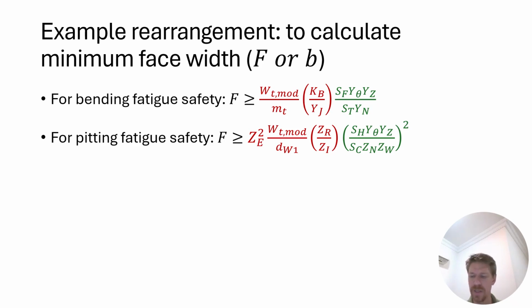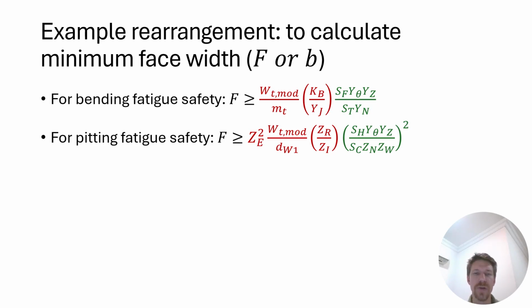And finally, here is how you can rearrange the equations. For example, if you want to solve for the minimum face width, you take the load, the modified load, the module, and the different variables involved in bending fatigue, and in there is going to be the safety factor as well. And you can do the same thing rearranging the equation for pitting fatigue. Given values for each of these constants and given a calculatable transmitted load, you could calculate the face width based on bending fatigue criteria, and the face width based on pitting fatigue criteria.